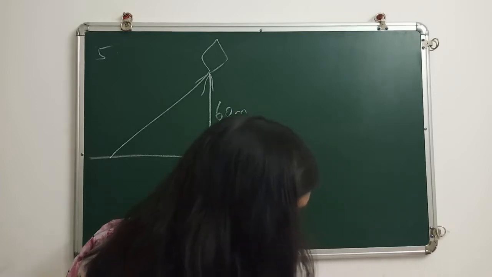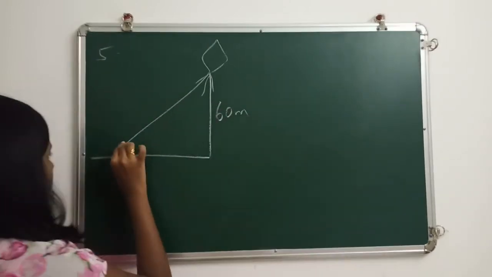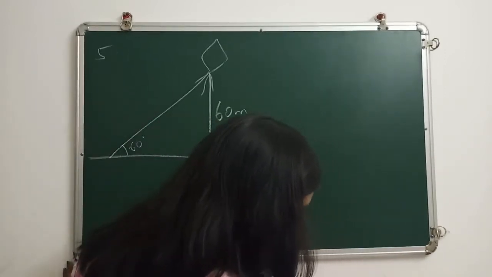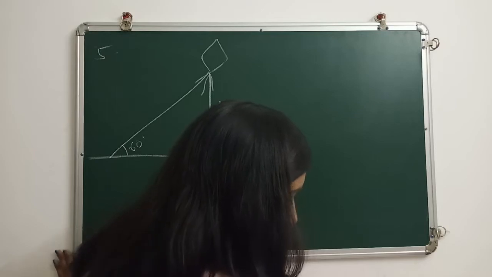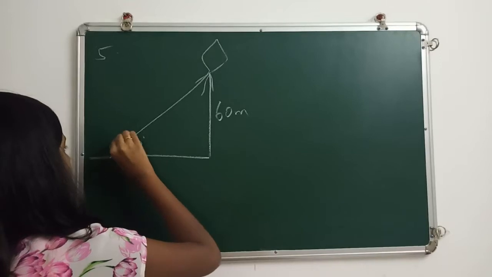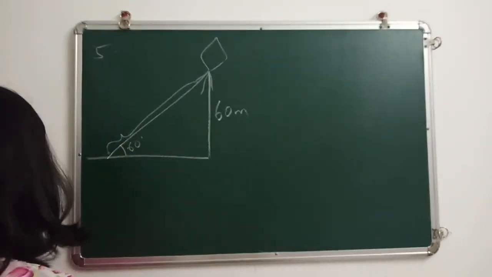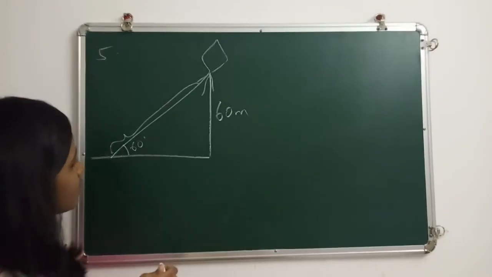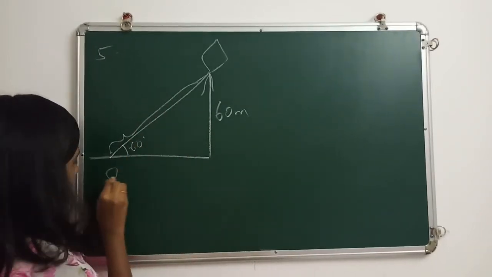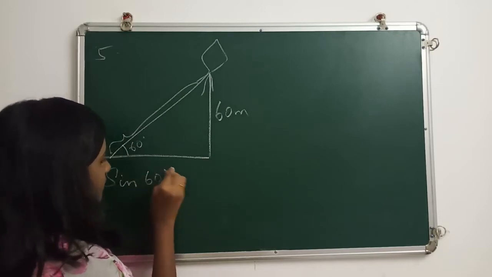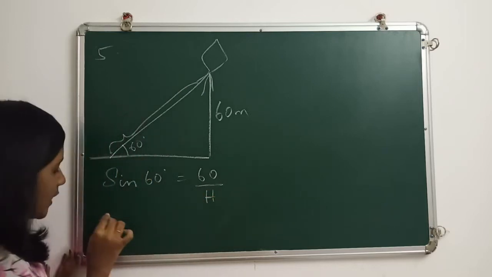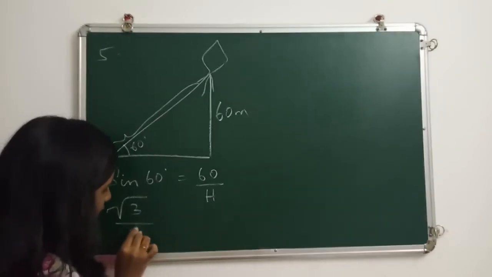The inclination of the string with the ground is 60 degree, that is, this is 60 degree. Find the length of the string assuming that there is no slack in the string. So this is a straight string for now. So we have to find the value of this part. Now as we have opposite and hypotenuse, we can use sine itself. So sine 60 is equal to 60 divided by the hypotenuse. We know the value of sine 60 to be root 3 by 2.